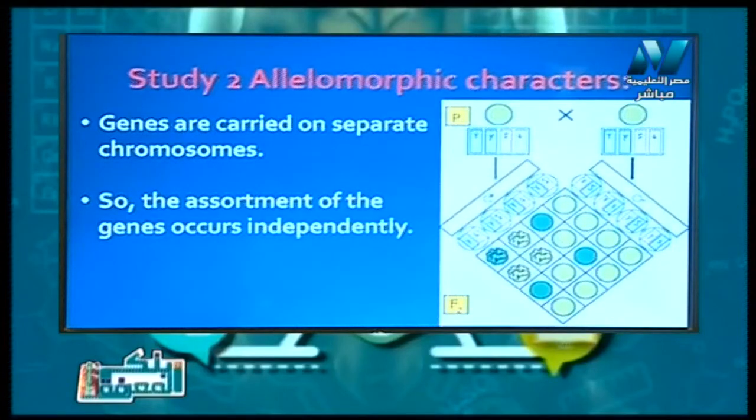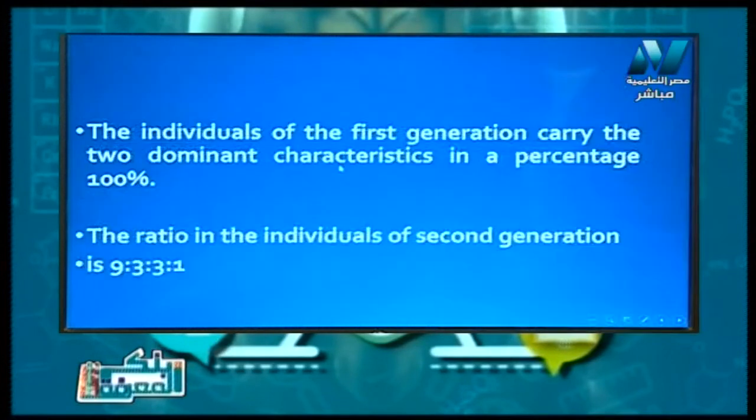So this is the law of independent assortment. Independent assortment means that the homologous chromosomes separate independently from each other and produce the new individuals as you see here.